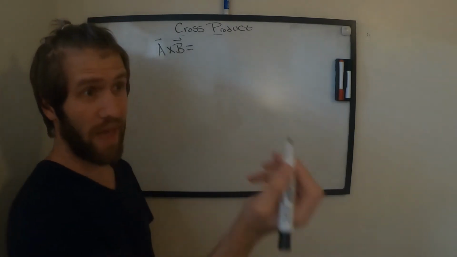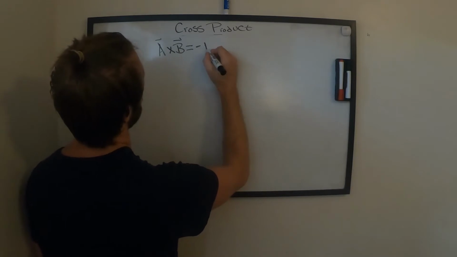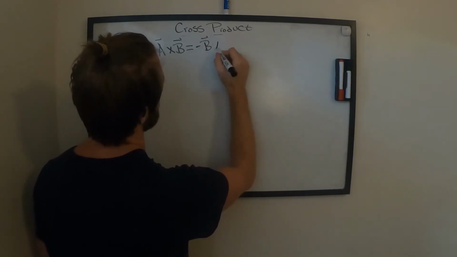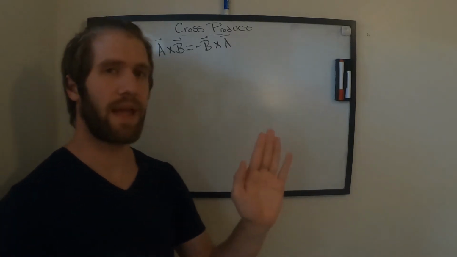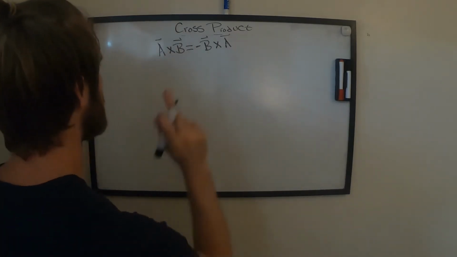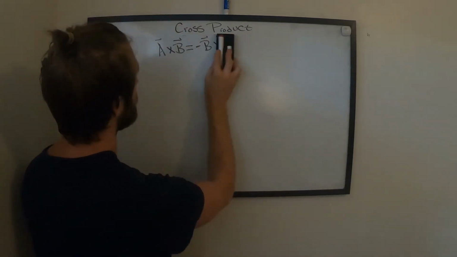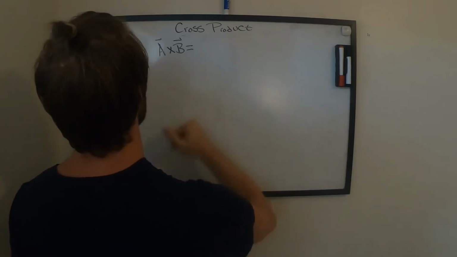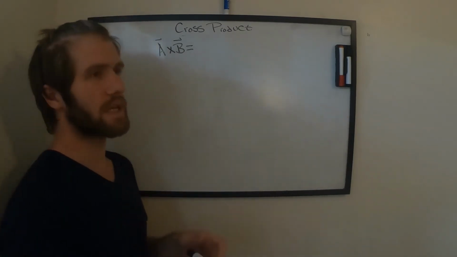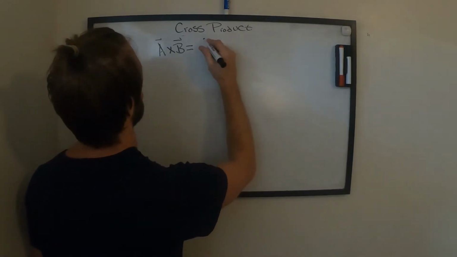And what I mean by that is if you reverse the order and add a negative sign, this is the same. So that is what I mean by anti-commutative. So now that we got that out of the way, I can start breaking down our components and determining how to solve for our cross product. Okay, so let's sort of start out like we did before. We're going to break down our components like so.